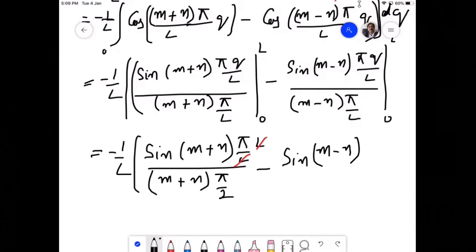मेरी आवाज आ रही है ना सबको? जी सर आ रही है। जी सर आ रही है। Pi, this L will be also cancelled with this L.